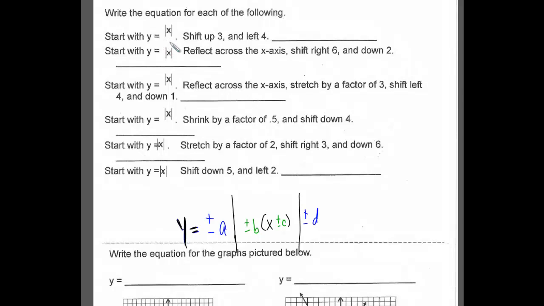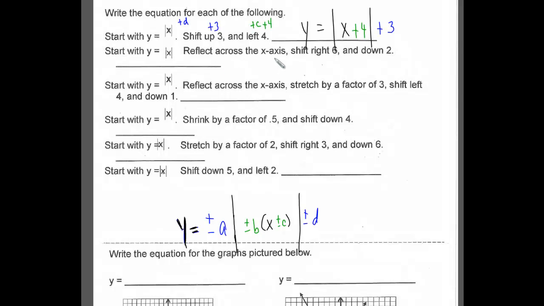So starting with the absolute value of x, shifting up 3 is d. So this is plus d. Left 4 is c. And remember, this is opposite of the way we want. So we have plus 3 here and plus 4 here. So put this into the equation. Y equals the absolute value of x plus 4 and then the vertical movement of plus 3. Look at the next one.